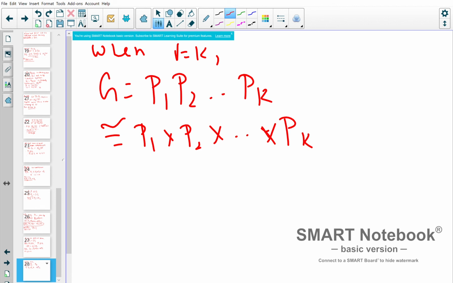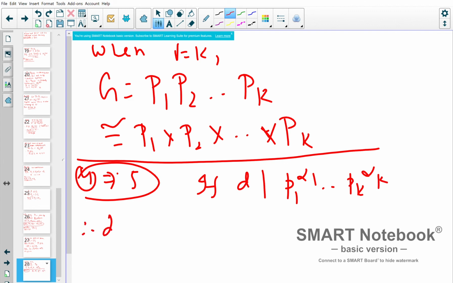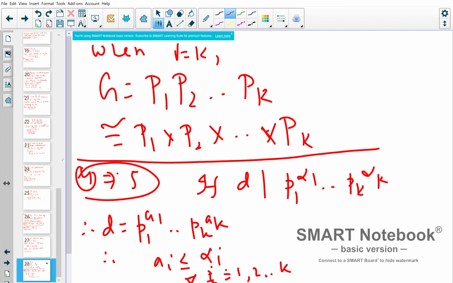Okay, fine. Now 4 implies 5, that is obvious, because if D divides the order p1^alpha1 ... pk^alphak, that means D will be of the form p1^a1 ... pk^ak, right? Where these a_i are less than or equal to alpha_i for all i equal to 1 to k, this is the condition, right? a_i can be zero also. But in any case, p_i^a_i divides p_i^alpha_i.